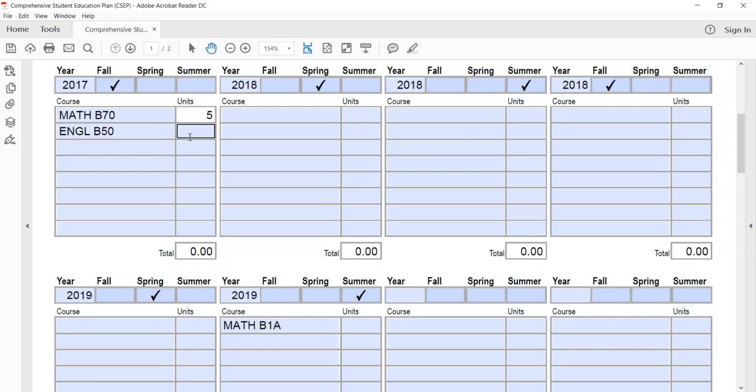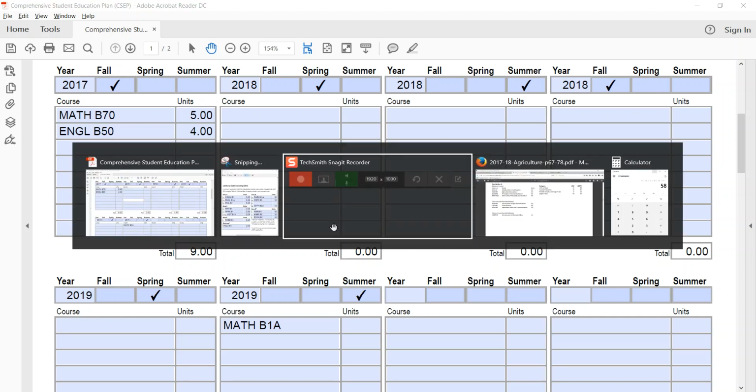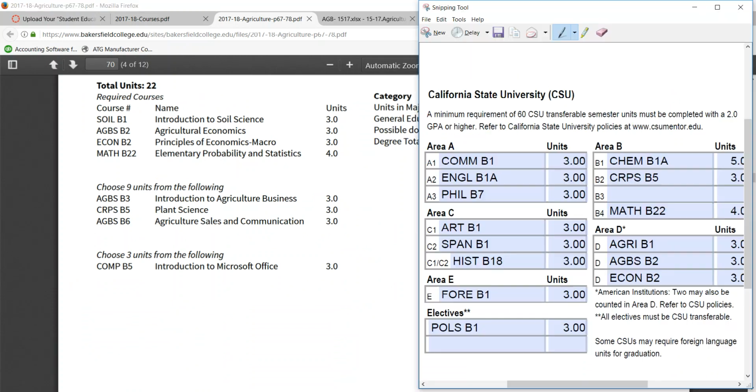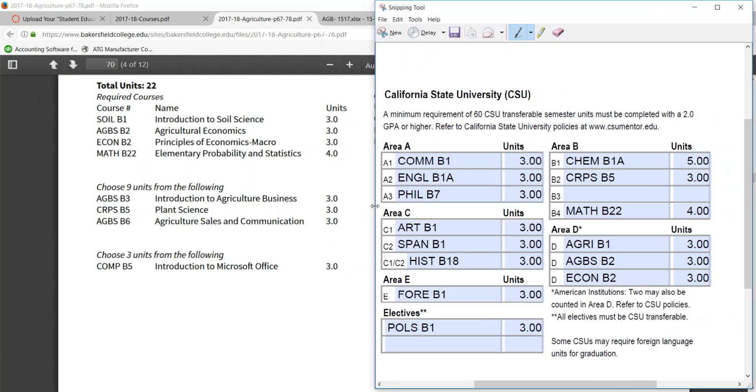So this is 5 and this is 4. All right, now we're ready to begin. So now what I need to do is start looking at 2 things. I need to go over to my major and look at the classes that I need in order to complete my major, and then I also need to look at those classes that I need for my general education requirements so that I can start marking those off.